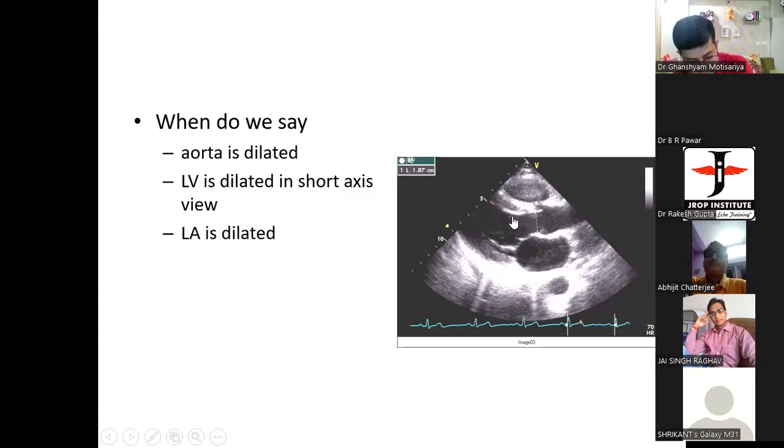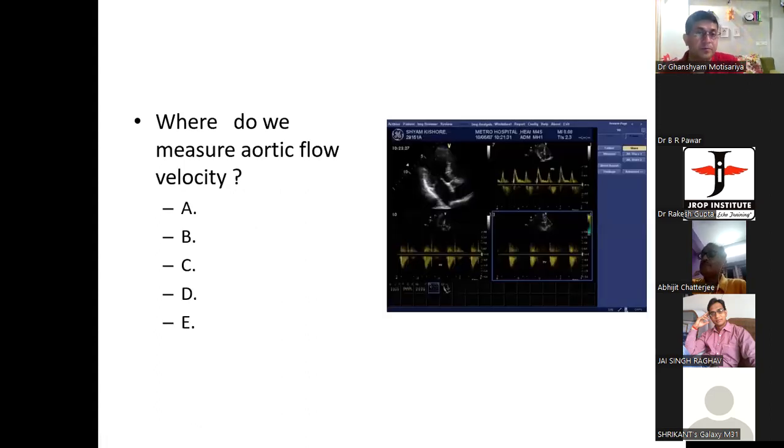Next is Dr. Vinay Sharma. He is not there. Dr. Anudeep Reddy. Where do we measure aortic flow velocities, Anudeep? Are you able to listen to us? Where do you measure aortic flow velocity?